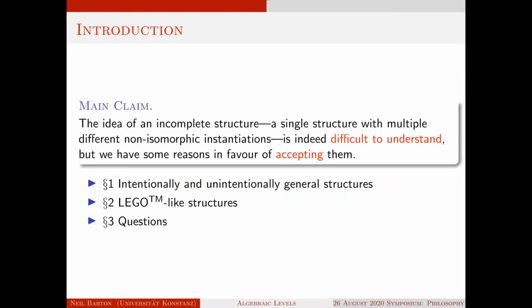Okay, so with this in hand, I just want to introduce my main claim. I'm going to argue that the idea of an incomplete structure, a single structure with multiple different non-isomorphic instantiations, is indeed a difficult concept to understand, but we at least have some reasons to accept the existence of these structures. I'll do this in three sections. Firstly, I'll talk about intentionally and unintentionally general structures. I'll then talk about what I call Lego-like structures. And finally, I'll conclude with some questions for Tim and Sean.